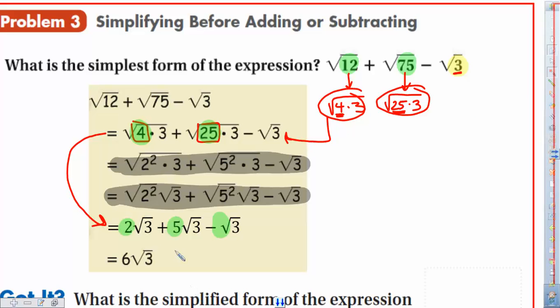So ultimately, what do we have here? Don't we have 2 square roots of 3 plus 5 square roots of 3, which gets us a total of 7 square roots of 3? And then aren't we subtracting just 1 square root of 3 to put us at a total of 6 square roots of 3? Does that make sense? So don't be so quick to say, oh, it's already simplified. Make sure that you can do these tricks first.